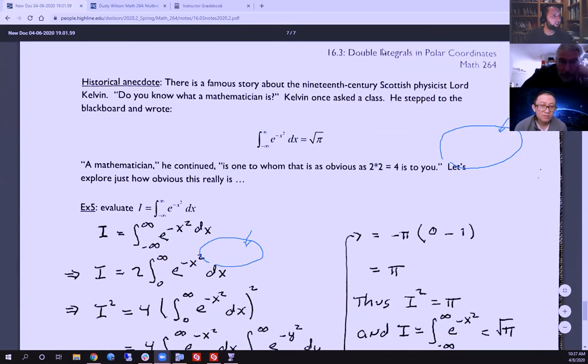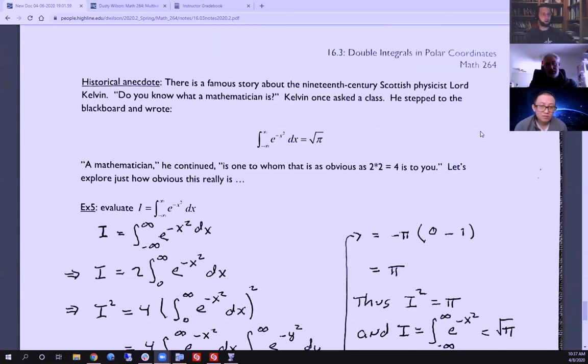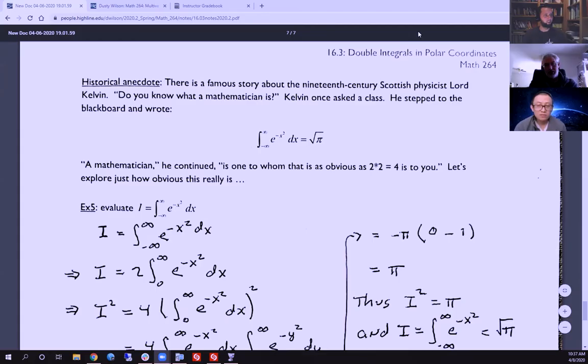So there's a little historical anecdote before the next question. A famous story about a 19th century Scottish physicist, Lord Kelvin. This guy was so cool, he got his own temperature scale all the way down to absolute 0, right? Lord Kelvin walks into his math class one day and he writes down this expression on the board.